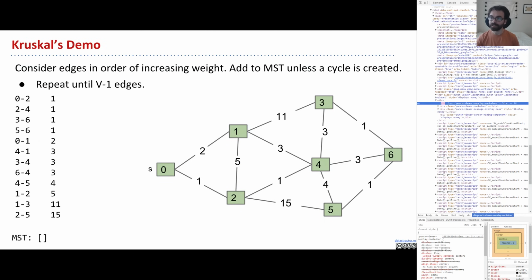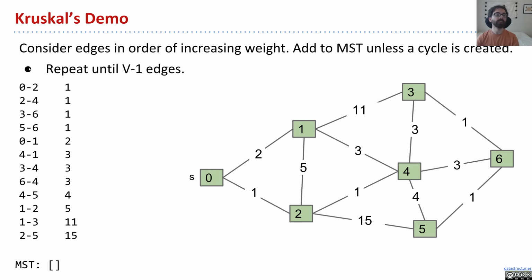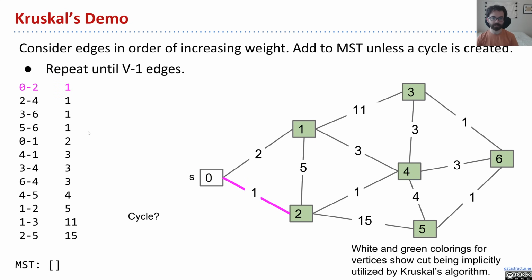Okay, so what we're going to do here is assume that we have all of our edges somehow in sorted order, and we're just going to step through them one by one, and add each edge as long as it does not cause a cycle. Now it turns out that this is really just going to be using the cut property in disguise, but let's just naively proceed with the algorithm and see what happens.